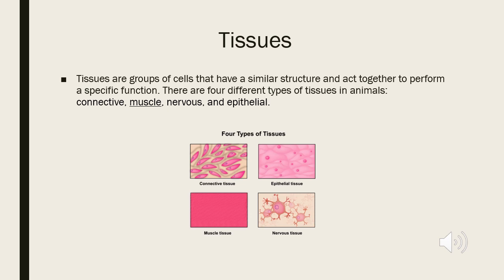Tissues are groups of cells that have a similar structure and act together to perform a specific function. There are four types of tissues in animals: connective, muscle, nervous, and epithelial.